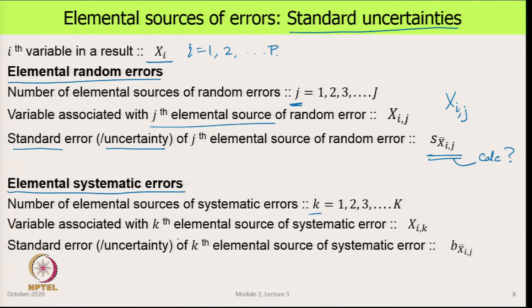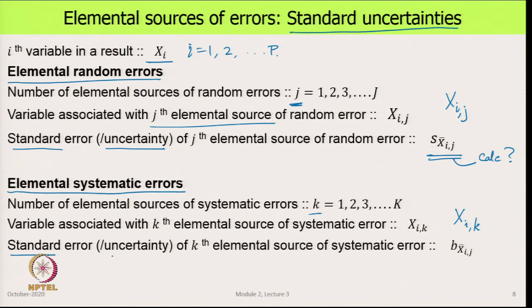The variable associated with the kth elemental error, we call it xik. K is only to distinguish in the writing of equation analysis that k is telling us this is a systematic source of error. J will tell us it is a random source. So, xij, xik. Together, of course, they form the total basket of elemental errors in that measurement.